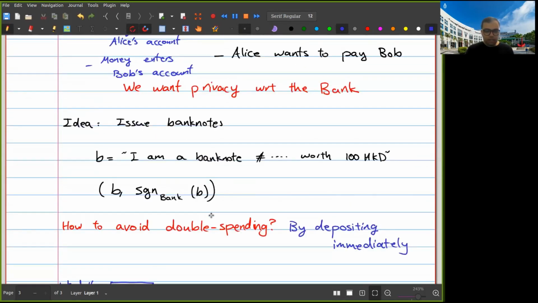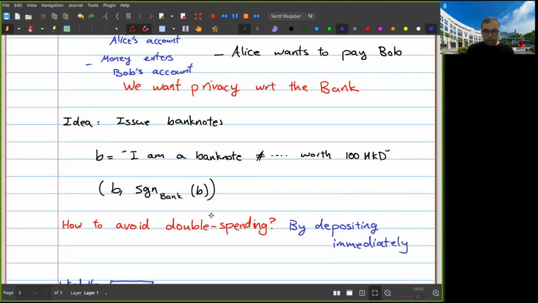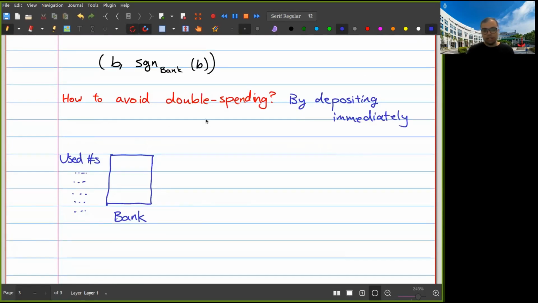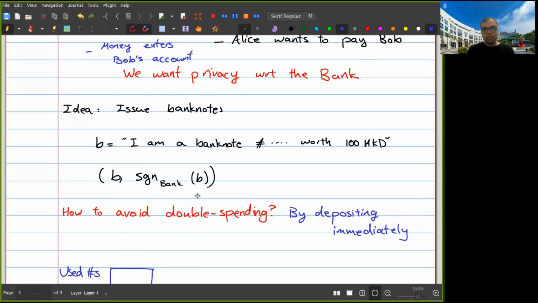Now, we have a lot of problems here. Of course, the first problem is the problem of serial numbers. I need the serial numbers to make sure there is no double spending, right? But the serial numbers can be used to track the flow of the money. So if every one of these banknotes has a serial number, the bank can just know that, oh, I gave the banknote with this particular serial number to Alice. And if Bob is depositing it now, that means that Alice paid Bob, okay? Which defeats the whole purpose of wanting to have privacy from the bank.